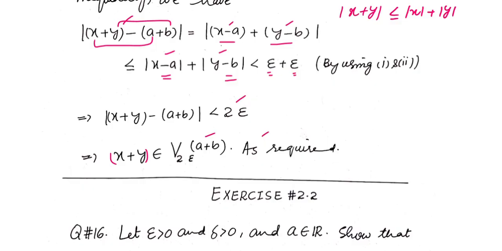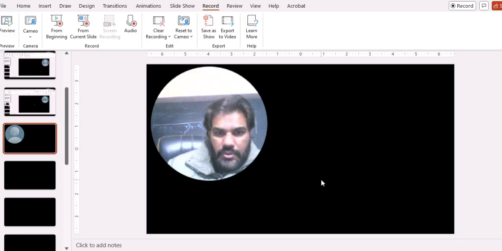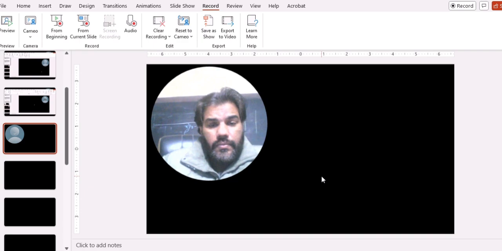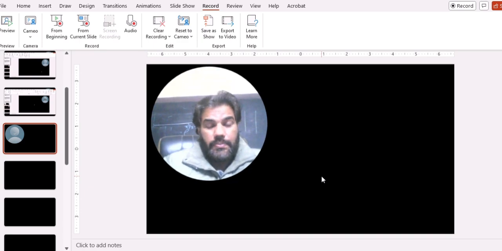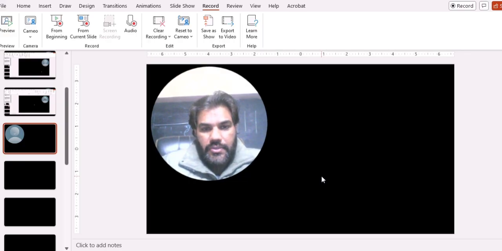So in this lecture, we have discussed some important examples and theorems which are related to the epsilon neighborhood of a point. Inshallah, in the next lecture, we will discuss exercise questions which are related to this topic.